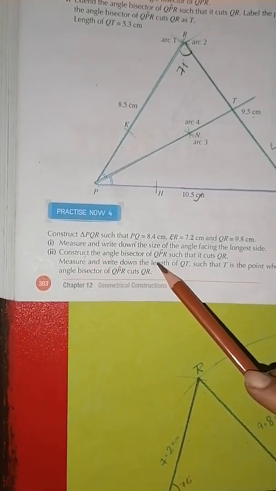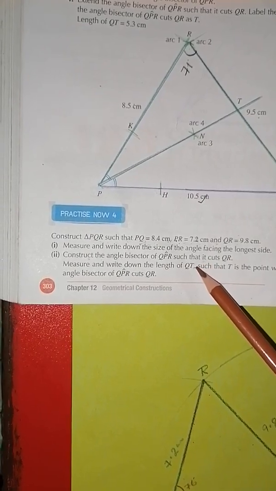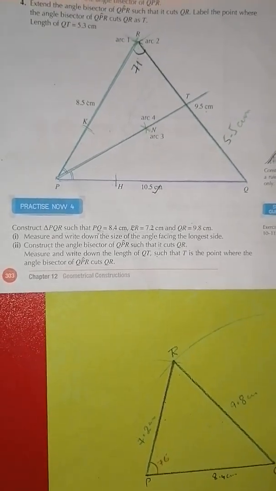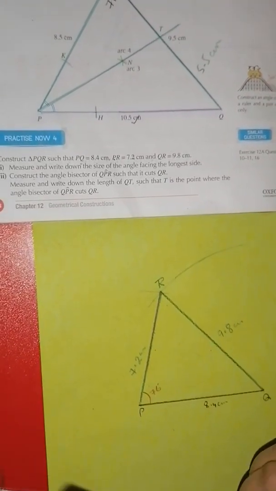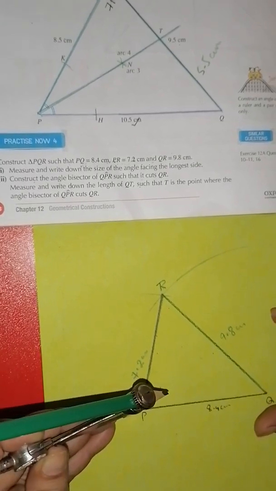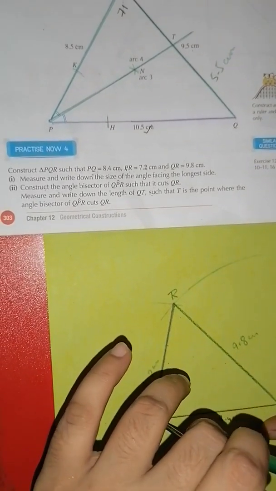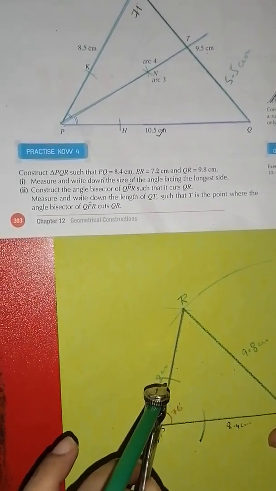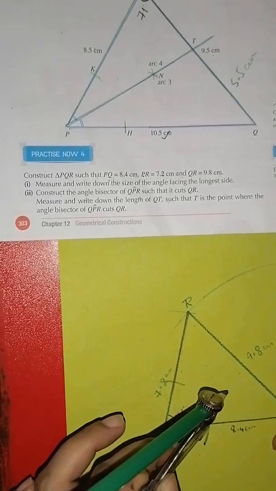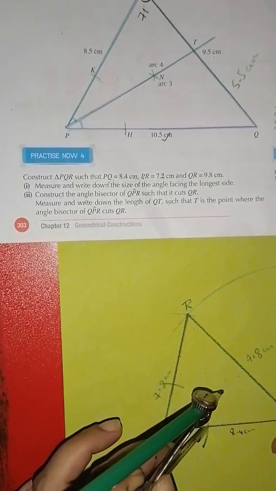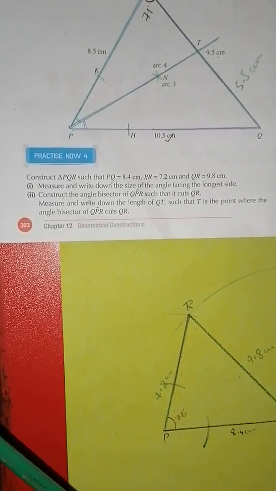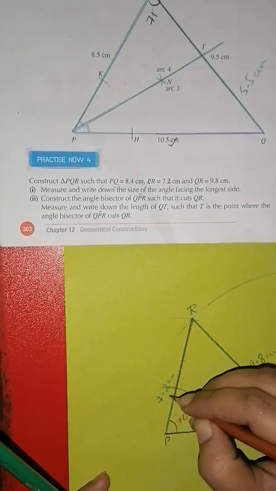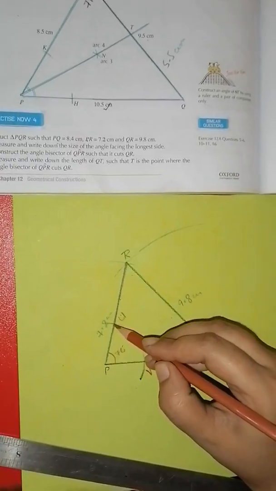Construct the angle bisector of QPR. We have to draw the angle bisector of QPR. So open your compass to a suitable radius and with the center P, put an arc on both the arms of the angle. With the same radius, put another arc. This is my point U, this is V.